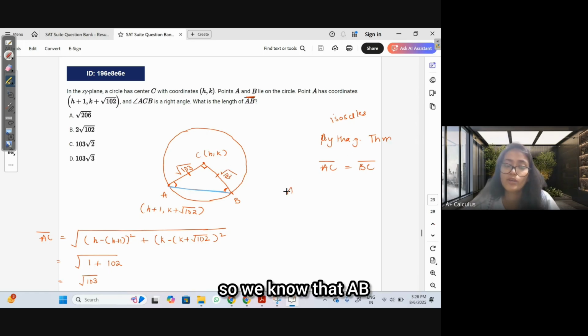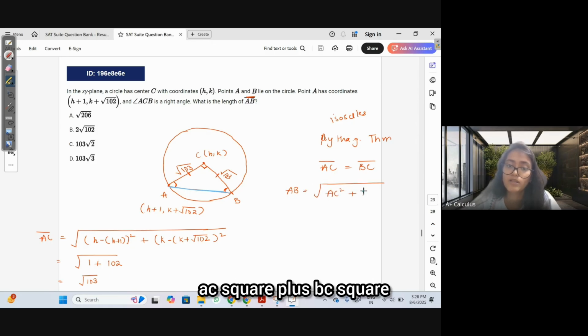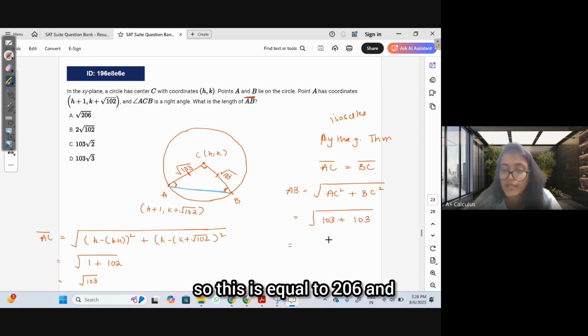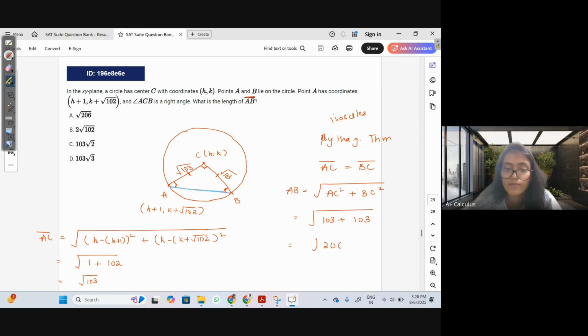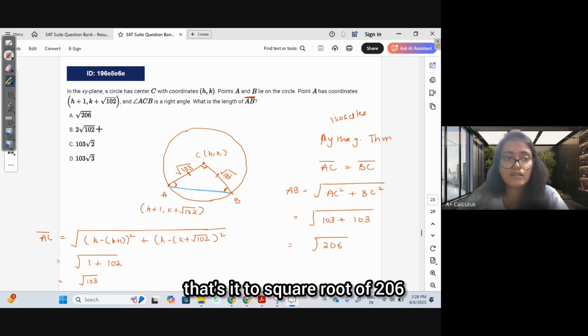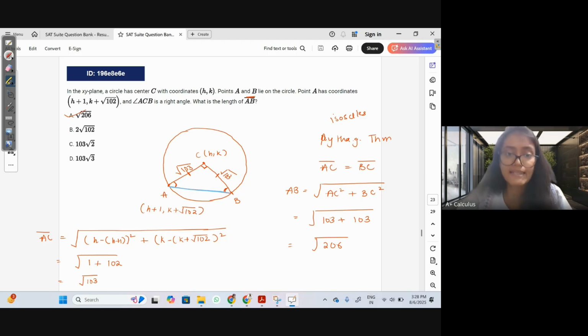So we know that AB will be square root of AC square plus BC square. AC square will be 103, and BC square will also be 103. So this is equal to 206. And that's it. Square root of 206 is the answer.